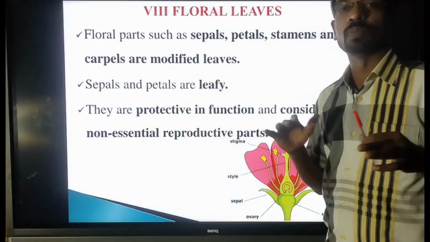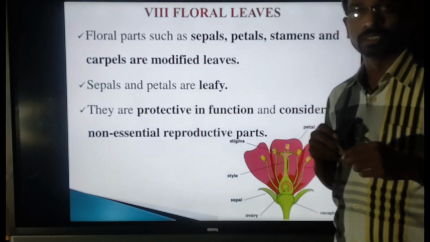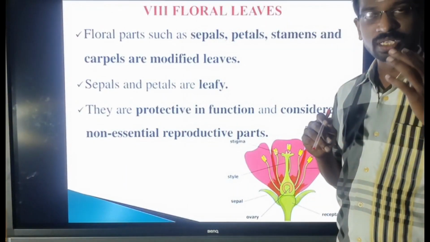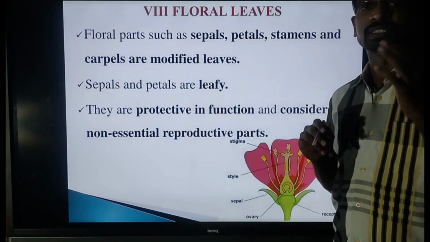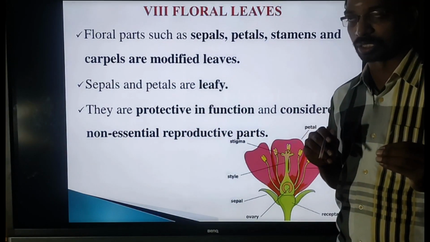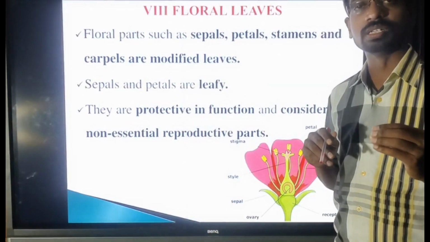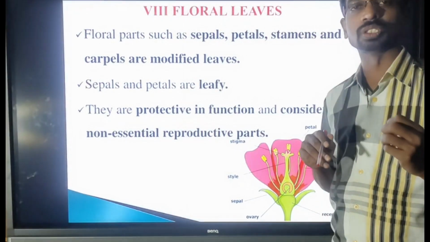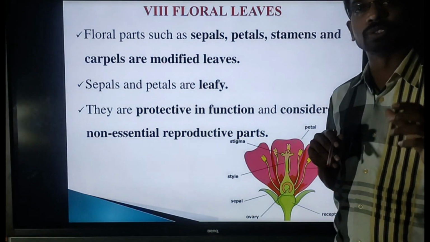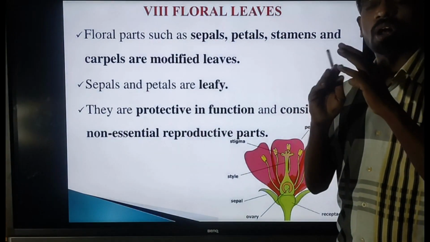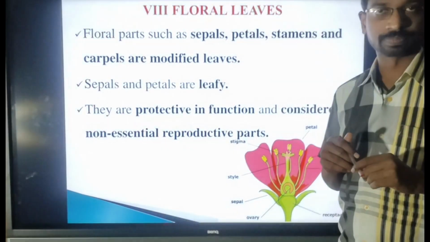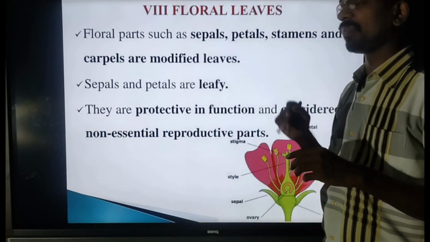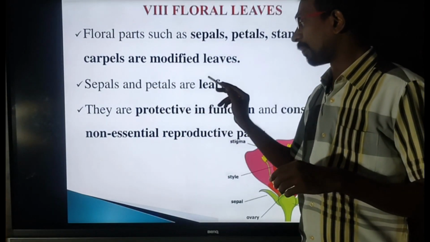Next, the final leaf modification, that is floral leaves. Already I told you, the floral parts are a modification of the leaves. Actually, the flower is a modified shoot system. They have very much reduced node and internode. Now, all the floral parts are modifications of the leaf. The floral parts such as sepal, petal, stamen and carpel are modifications of the leaf. Sepals and petals are leafy.